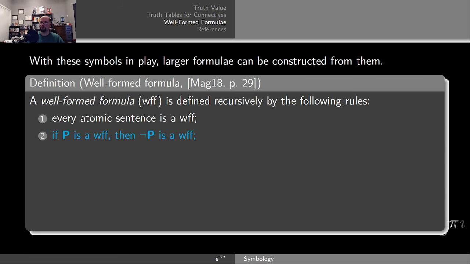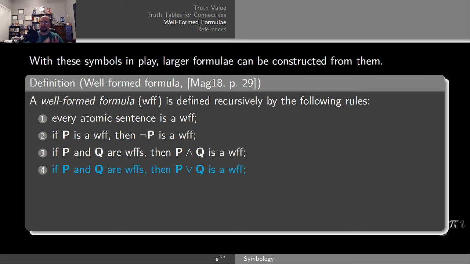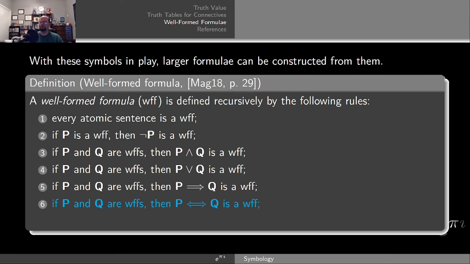If you have a well-formed formula, its negation is well-formed. So if P is well-formed, then negation P is well-formed. If P and Q are well-formed, then P conjunction Q is well-formed. If P and Q are well-formed, then P disjunction Q is well-formed. If P and Q are well-formed, then P implies Q is well-formed. And if P and Q are well-formed, then P if and only if Q is well-formed. And that's basically what you do. You start off with the building blocks, atomic sentences, and then you start applying all these operations of negation, conjunction, disjunction, implication, and biimplication.